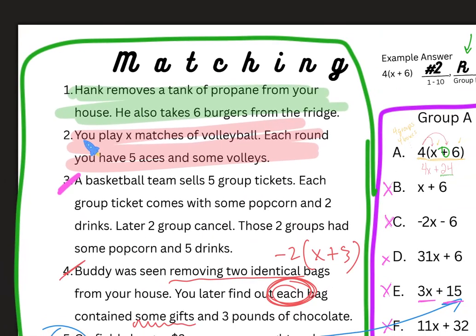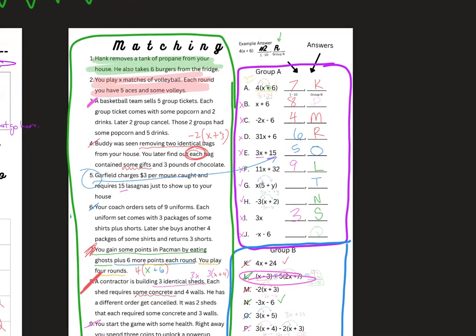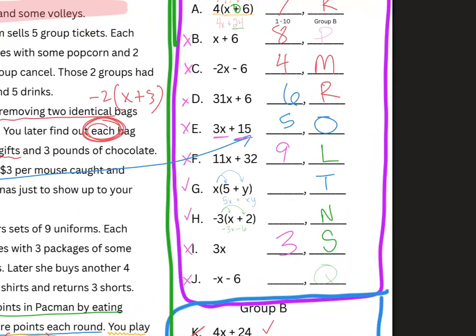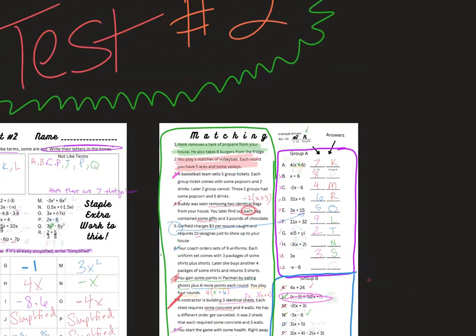Well, this one's kind of sticking out to me. You play X matches of volleyball. So there's X. Each round you have 5 aces and some volleys. That's unknown. That's unknown. I'm pretty sure that's got to be our number 2 here. So number 2, whoops. I wrote it with the highlighter again. Number 2, so we're done with number 2. Let's erase it in such a way that we will know we're done with that one.